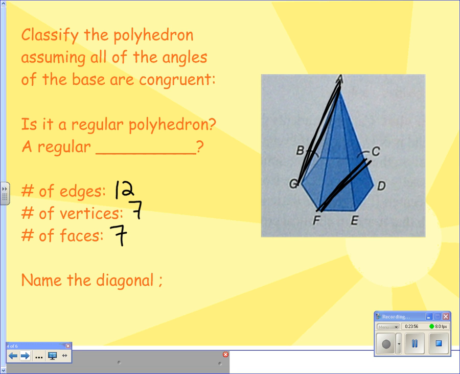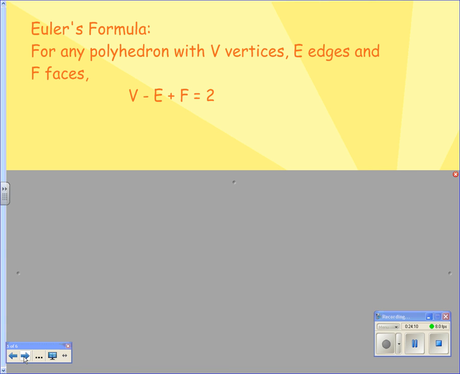Any questions there? Well, sometimes they'll ask you, name the diagonal. Well, there isn't one. So you'd say, there is no diagonal to name. I didn't hear you. I'm sorry. Yes, you should. All right.